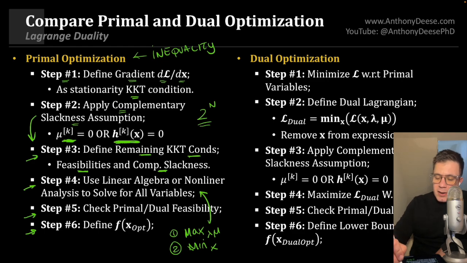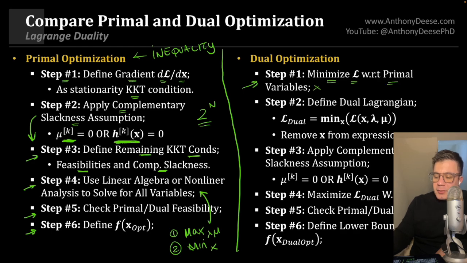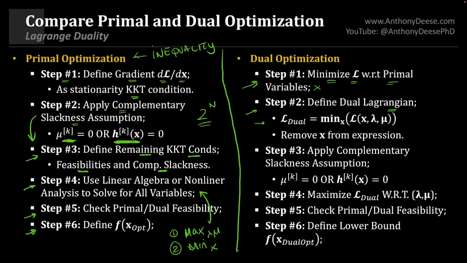Now, dual optimization works a little bit differently. We start off by minimizing the Lagrange function with respect to the primal variables x. Then we define our dual Lagrange function, which is equal to the primal Lagrange function minimized with respect to x, and this should remove x from this expression. Step number 3, which is similar to step number 2 over here, we apply the complementary slackness assumption. Again, we either assume it's non-binding or it's binding.